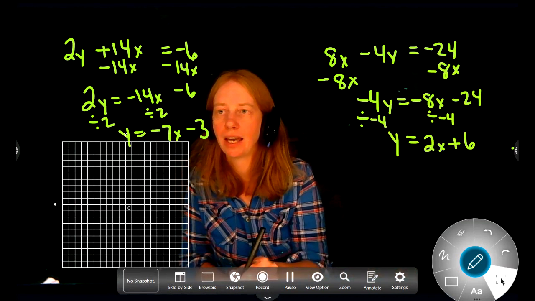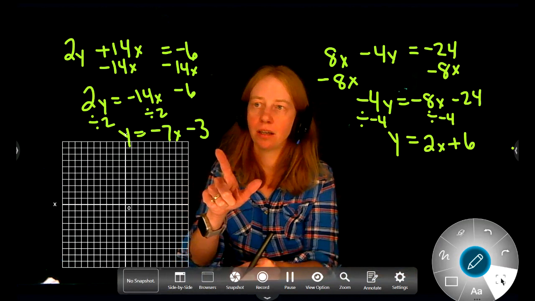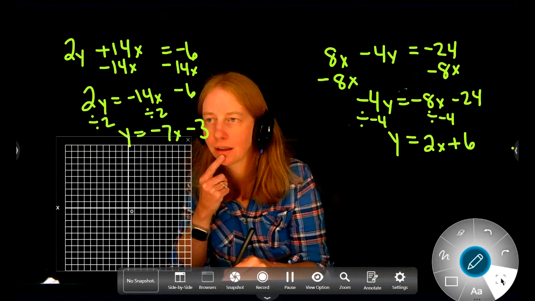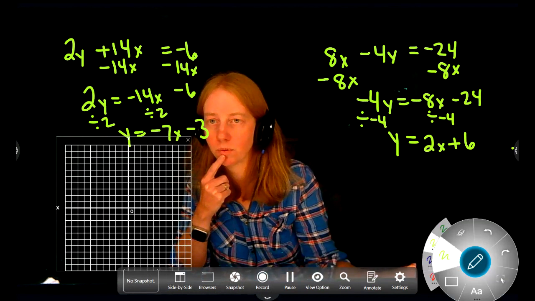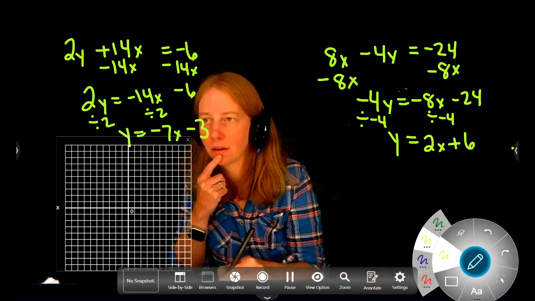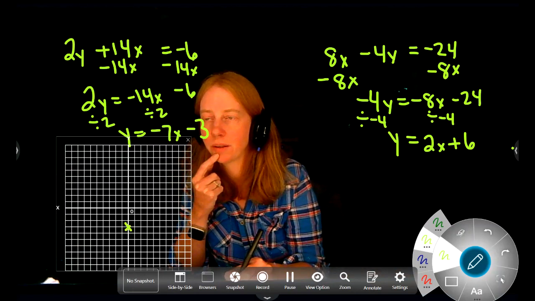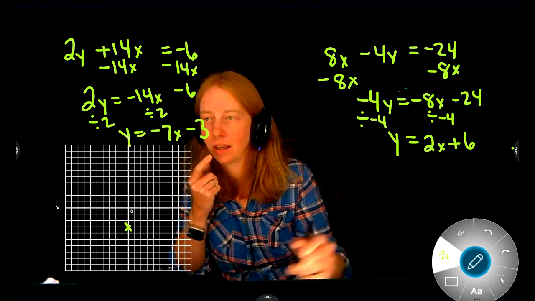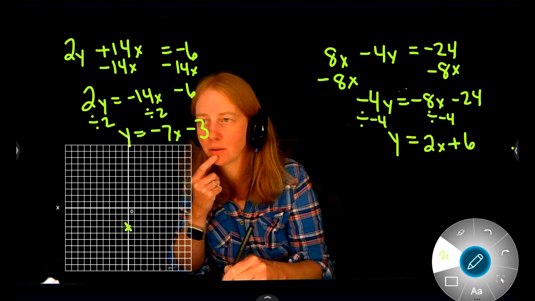So we have a y-intercept right here of negative 3. So I'm going to go 1, 2, 3. And I'm not on the pen, so I just moved the whole graph. That was cute. So 1, 2, 3 down. And my slope is negative 7. So down 7, I know that that's all the way down to the bottom, and over 1. So here we go.